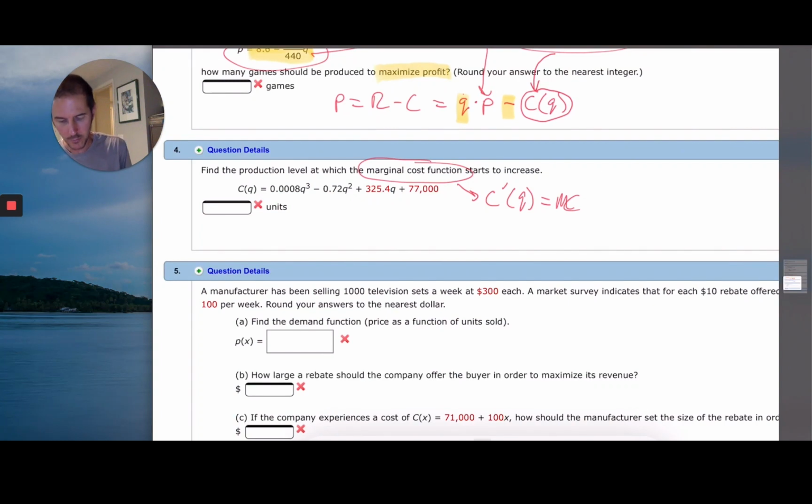Well, when I take the first derivative of this first term, I'm going to get positive 0.0024 q squared. You're going to have a positive coefficient on your squared term. So now you tell me, is your parabola going to be concave up or down? It's going to be concave up. So I didn't give you much time to answer that question.